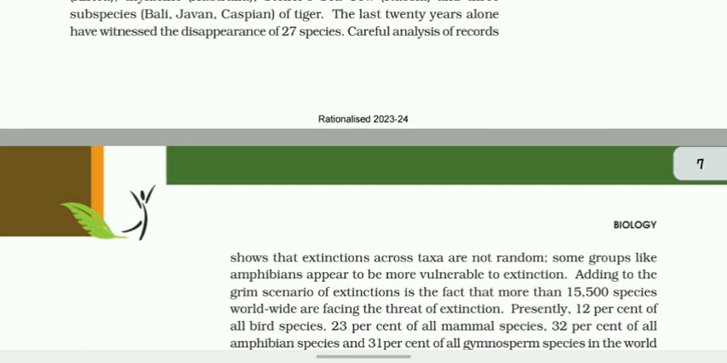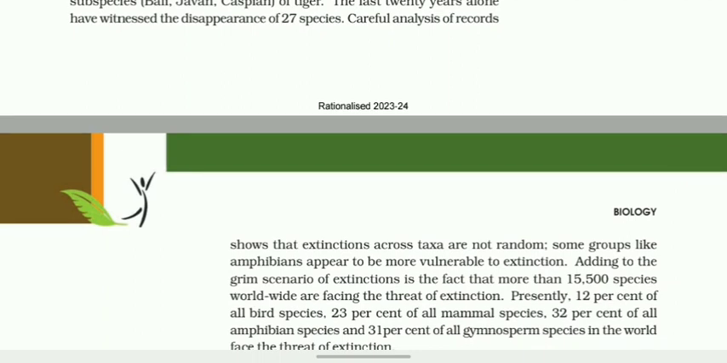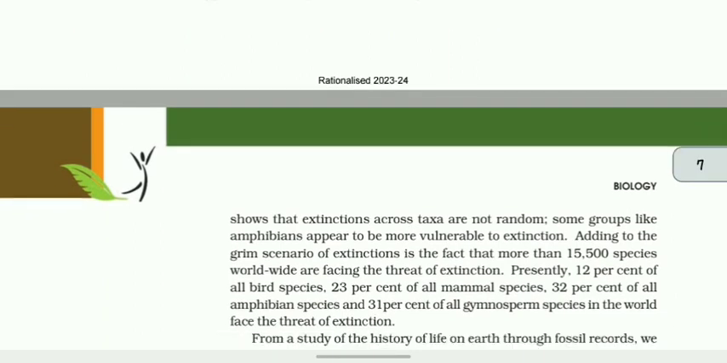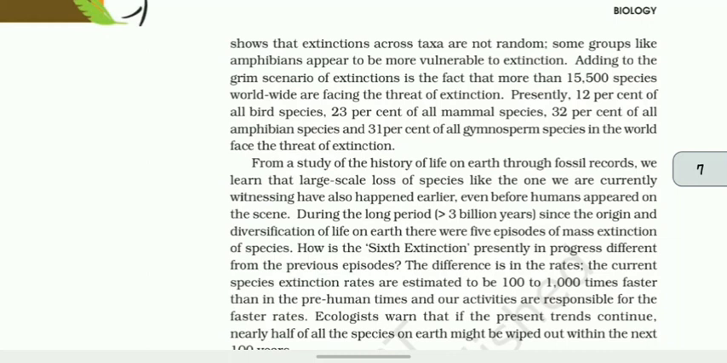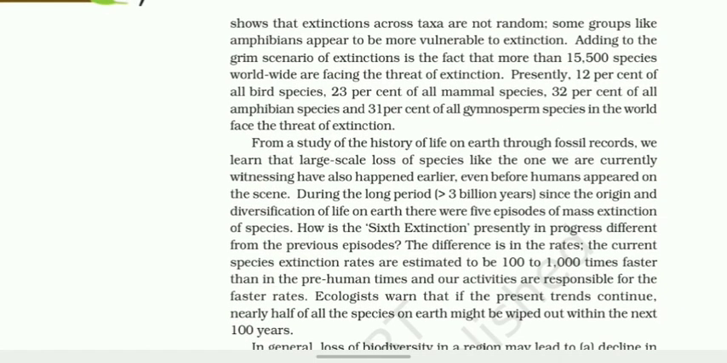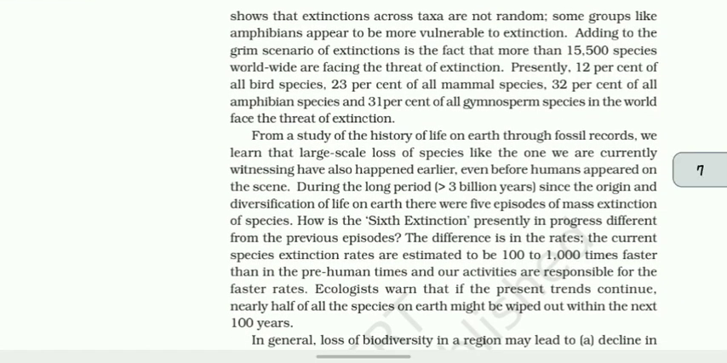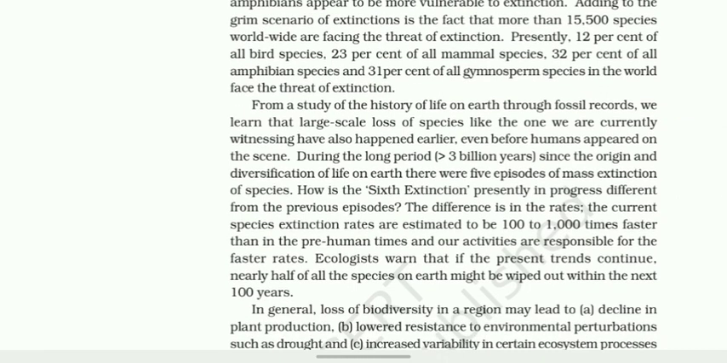The last 20 years alone have witnessed the disappearance of 27 species. Careful analysis of records shows that extinctions across taxa are not random. Some groups like amphibians appear to be more vulnerable to extinction. Adding to the grim scenario of extinction is the fact that more than 15,500 species worldwide are facing the threat of extinction.